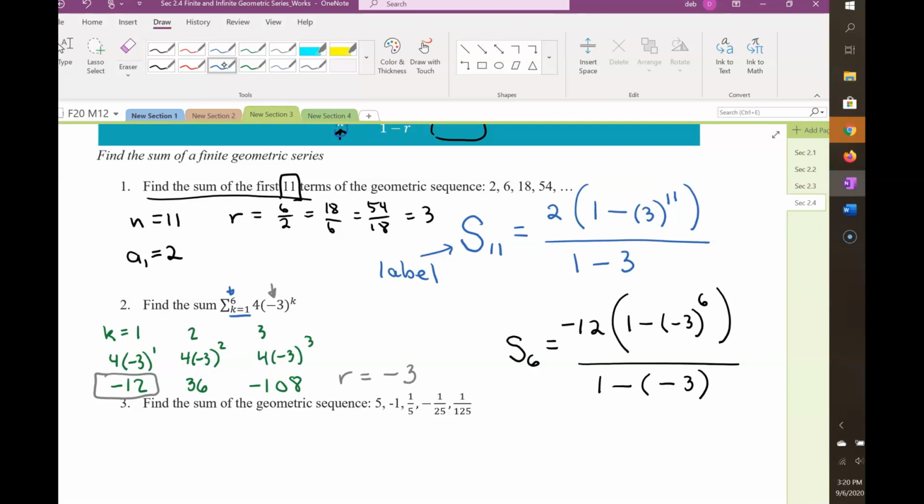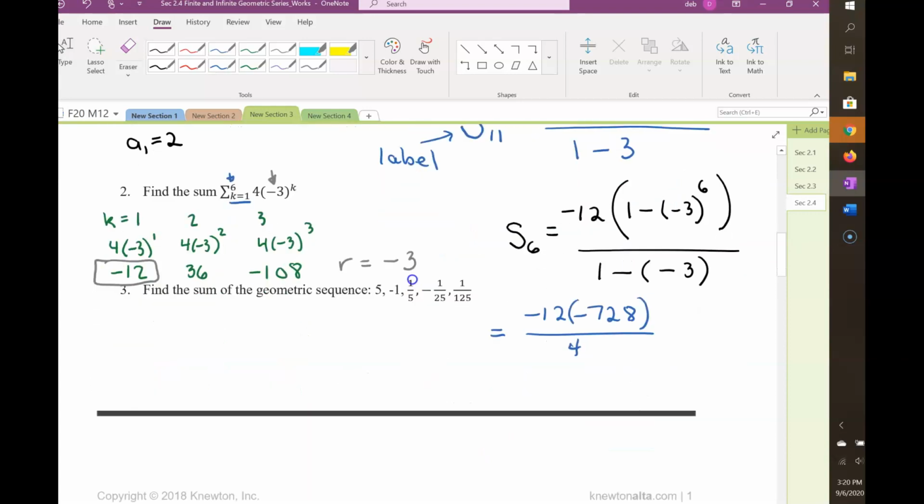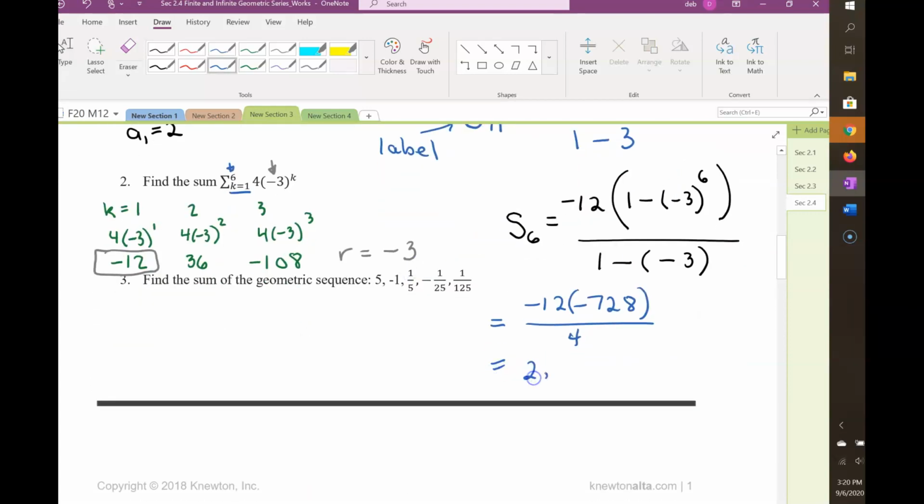Okay, so if I do negative 3 to the 6th, I get 729, and it's a positive number, so it's 1 minus 729. So this is going to be negative 12 times negative 728 over 1 minus a negative 3, which is 4. So I'm getting 2,184.